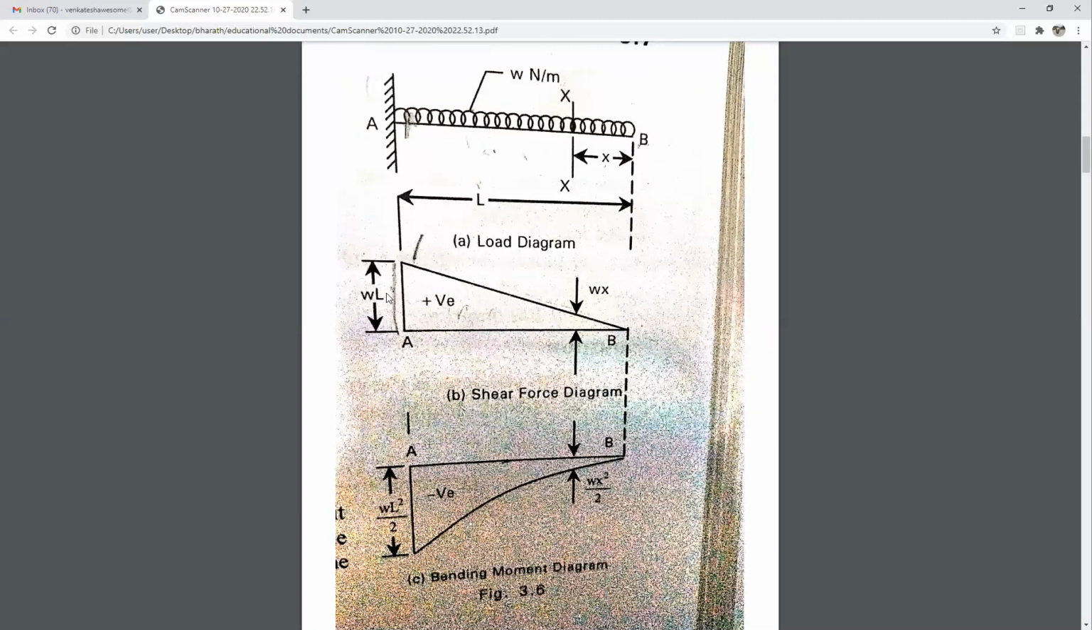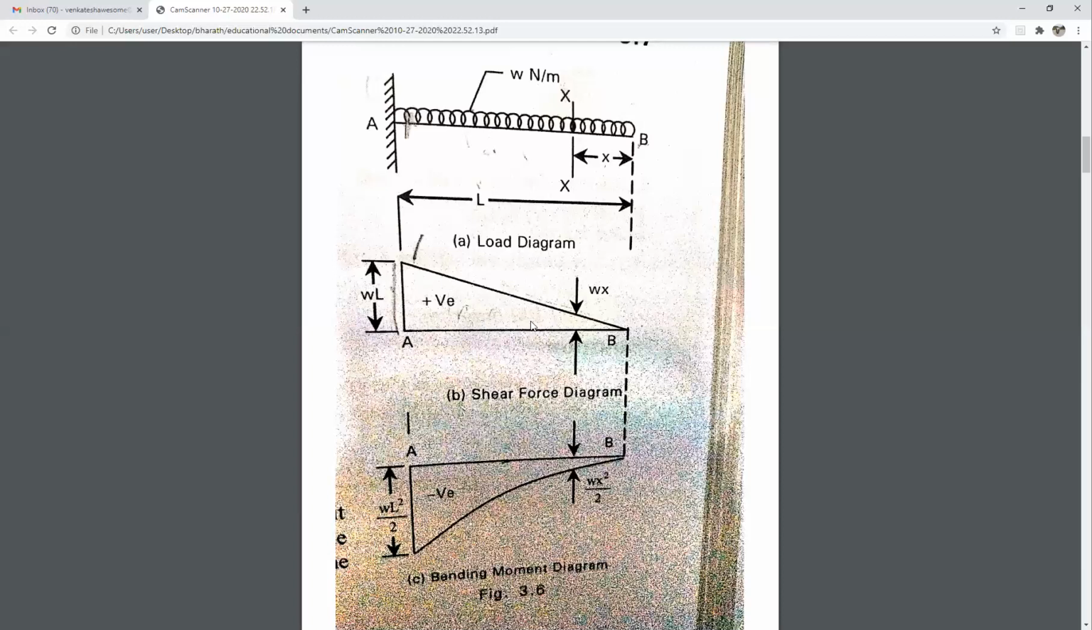Okay, every UDL is represented per meter only. In case of 1.5 meters length of beam or 2 meters length of the beam, we should multiply it with the length of the beam. Okay, this is the main thing to remember, don't forget. WL will be the magnitude of the SFD in case of UDL, which is represented by the inclined lines here.